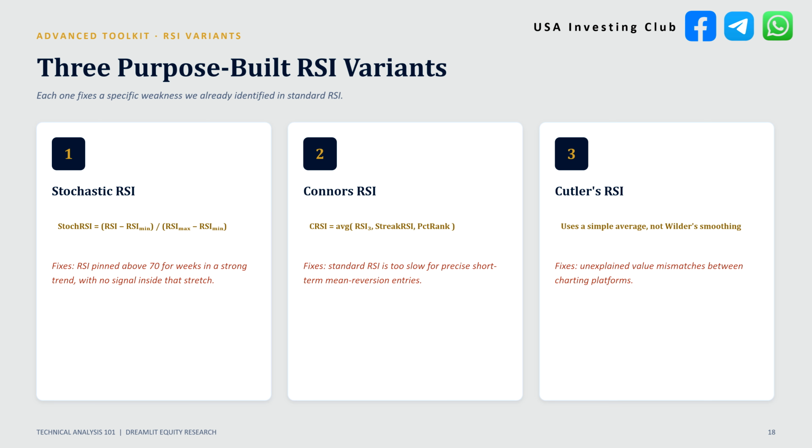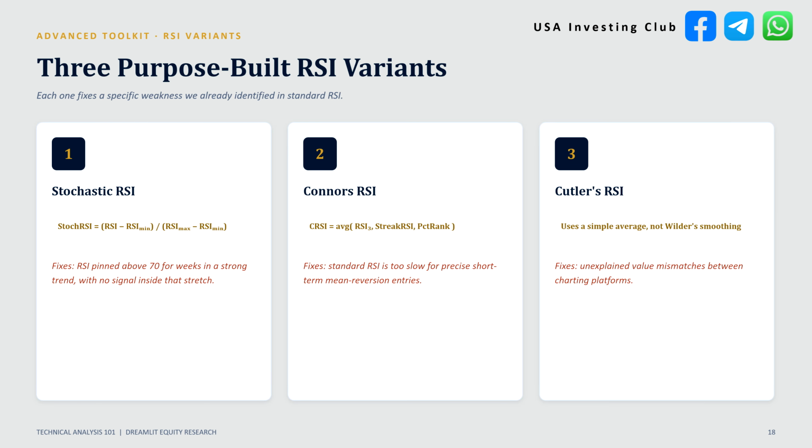Second, Connor's RSI, which averages 3 components: a 3-period price RSI, a streak RSI measuring the length of the current consecutive up or down streak, and a percentile rank of today's move. It fixes standard RSI's biggest weakness for short-term traders, that it's simply too slow for precise mean reversion entries, and it's purpose-built for short-term reversion trading strategies.